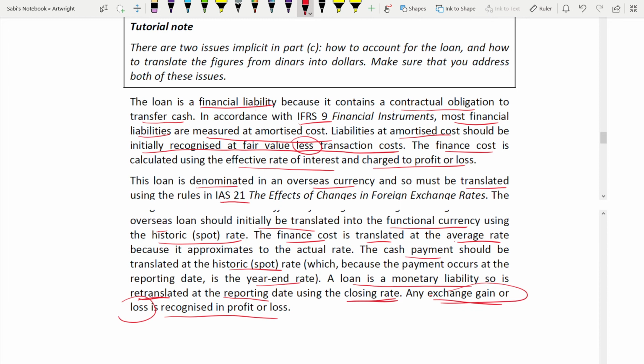Because sometimes what happens, they might go to OCI also. In this case, it is profit and loss, because you are measuring it at amortized cost. What is it? Amortized cost. Liabilities are measured at amortized cost. If it was liabilities at OCI, then okay. But if it's amortized cost or fair value through profit and loss, then exchange gain or loss goes in profit and loss only.